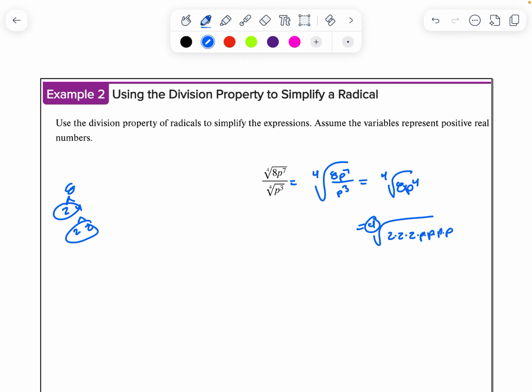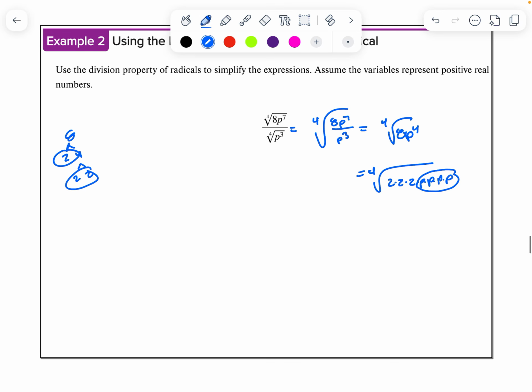Since the index is 4, I'm looking for groups of 4. There's the only group of 4. And so I'll have the p come outside. 2 times 2 times 2 is 8, which stays inside.